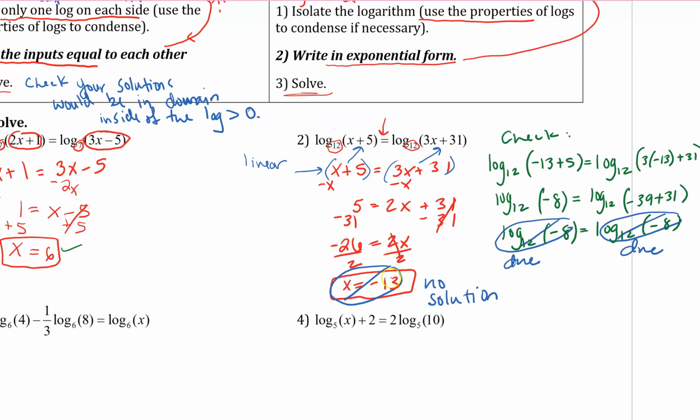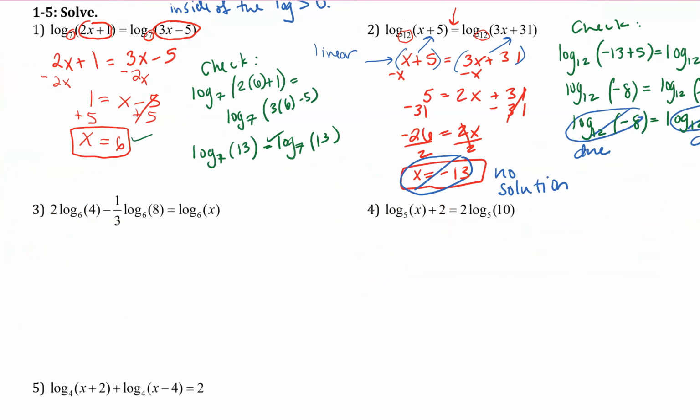So always check your answer if you get one against the domain. See if it creates a negative inside the log, because if it does, then it's not really a solution after all. Moving on to number 3, it's another example that kind of falls along the option 1 category, but it's not set up yet where I can just ignore the log. I have to get one log on each side.